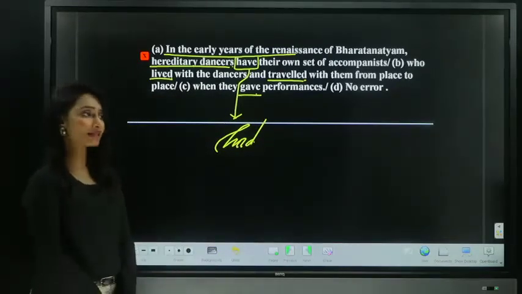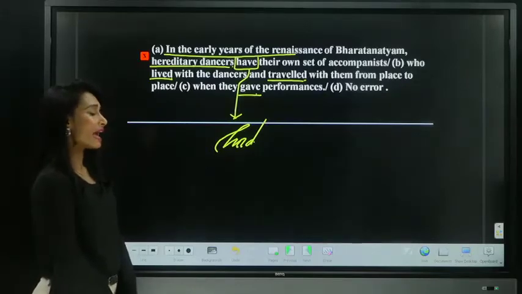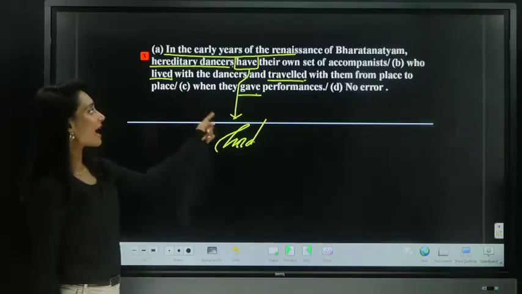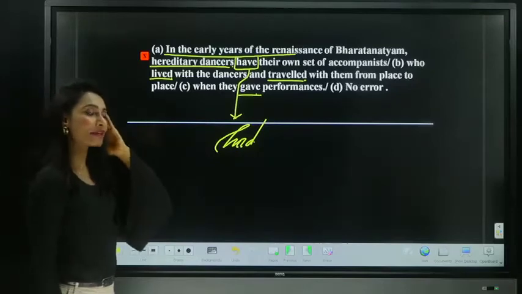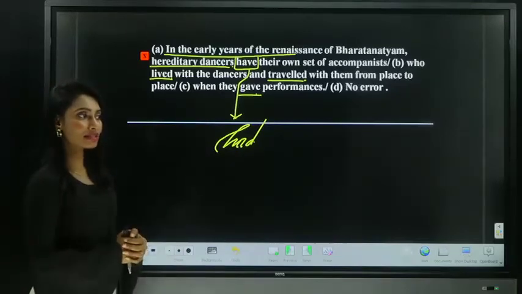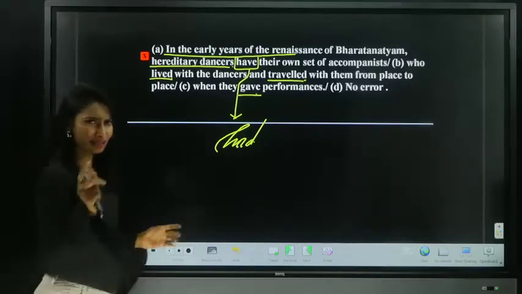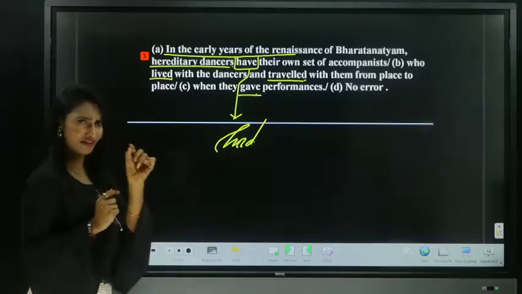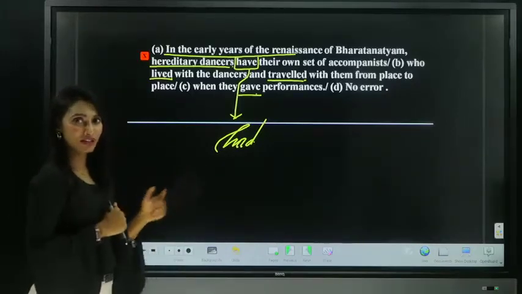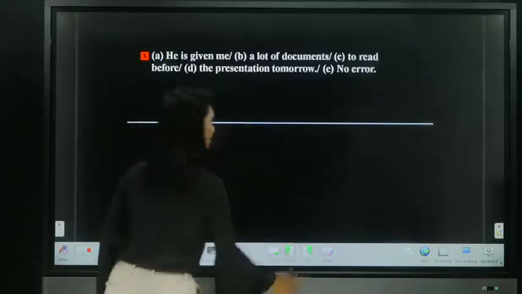Good job, guys. So well done. It should be "had". Dancers had their own set of accompanies. Swapna, you two try to answer. So that is the error. See, lengthy sentence, but the error is very small, right? So try to catch like that. Now look at the next sentence, quick.